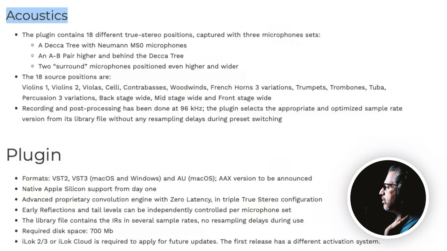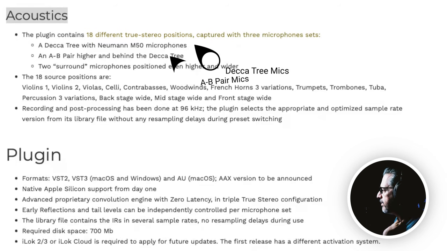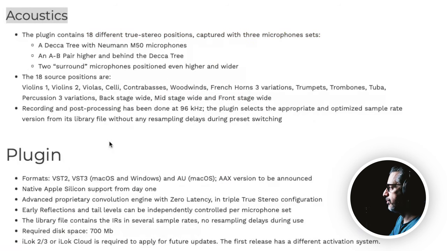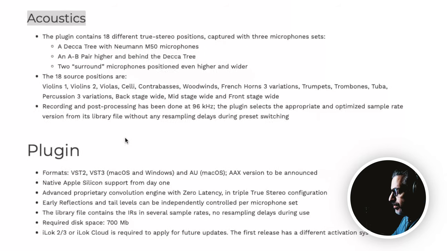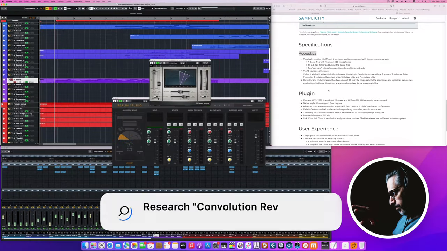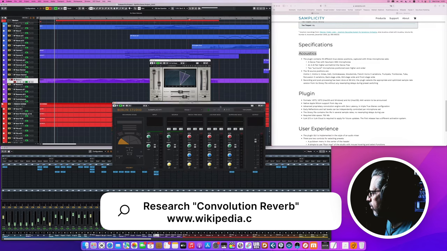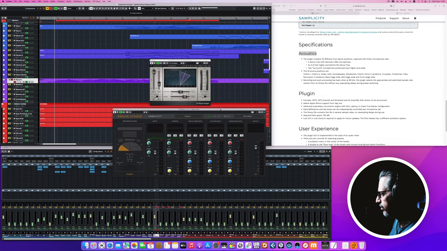They say that the plugin contains 18 different transistor positions. They have Decca Tree mics, AB pair, two surround microphone positions, even higher and wider. Then they have the 18 source positions. Well, they have positioned the sources, I guess, in the instruments' more common positions, you know, like violins 1, 2, and viola. So where are these positions?